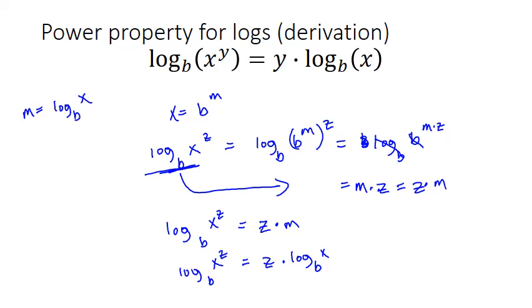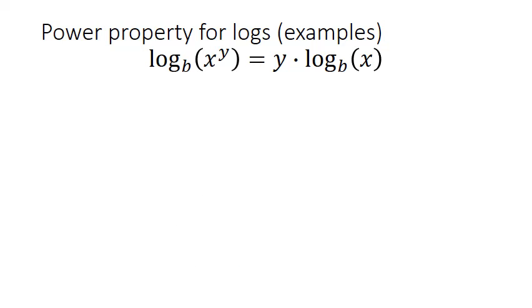So we've just proven our power property for logarithms. So how would we use this particular property? Well, as an example, let's say we had a logarithm that had a base and a power. What we could do is take that power and move it to the front as multiplication. So this is basically the same as 3 times log of x.